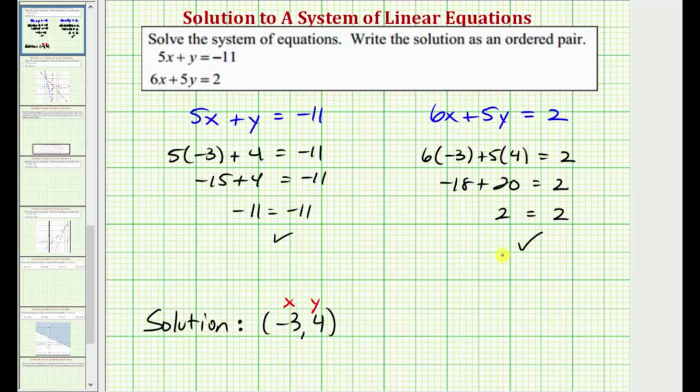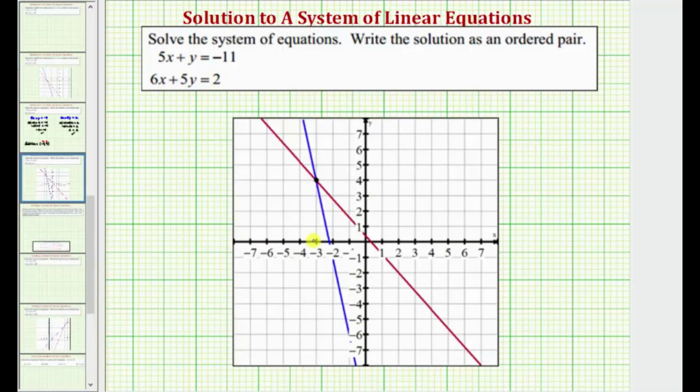Now to check this graphically, we could graph both linear equations, and because this ordered pair is the solution to the system, it would be the point of intersection, or the point that is on both lines. To save some time, I've already graphed this. Here's the graph of the two linear equations, and notice how the point of intersection is this point here, where the coordinates are negative 3 comma positive 4, again the solution to our system of equations.